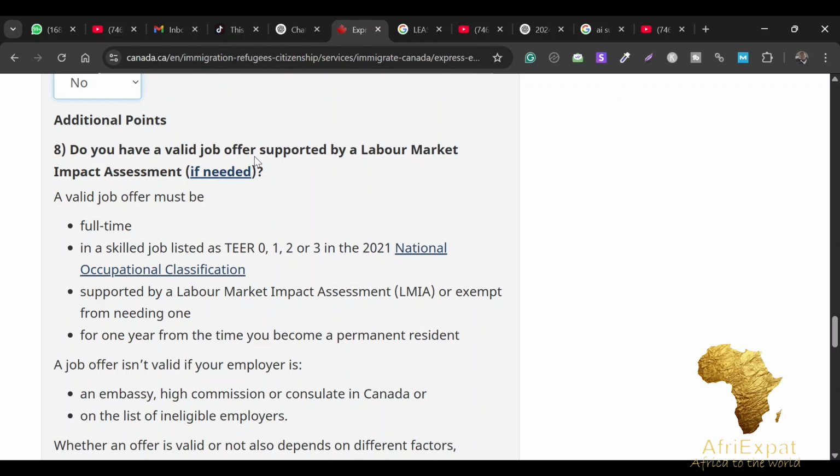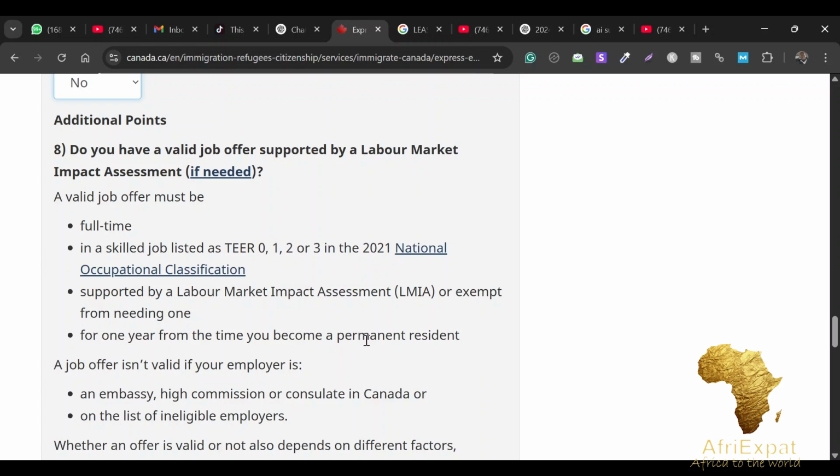Now, a valid job offer from a Canadian employer means that employer has given you your employment offer and they want you to come over to Canada to work for them. And bear in mind that the job offer must be for full-time. Part-time job is not allowed. It has to be full-time. It has to be a kind of job that is approved under the LMIA or exempted from it. The job also has to be for at least 1 year from the time you become a permanent resident.